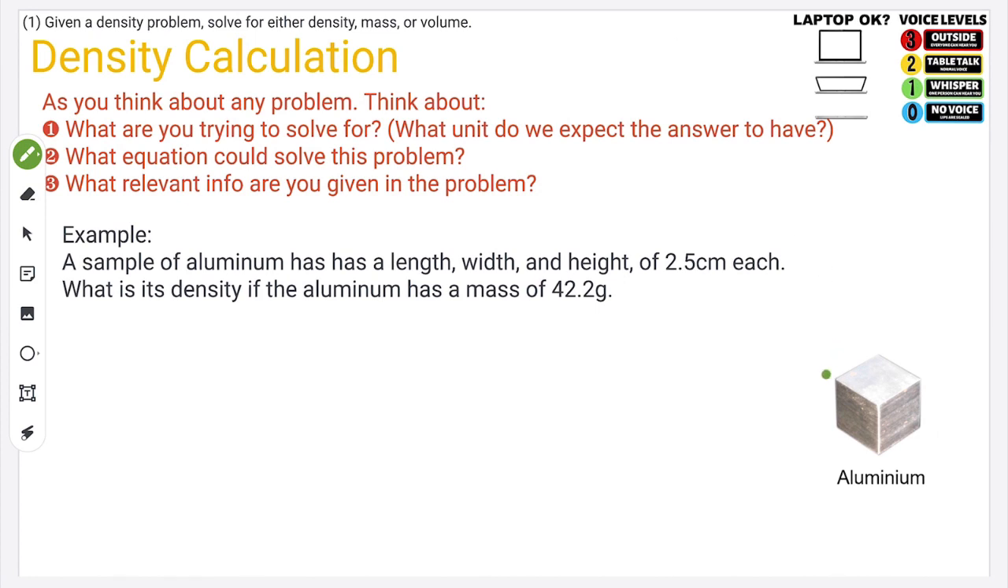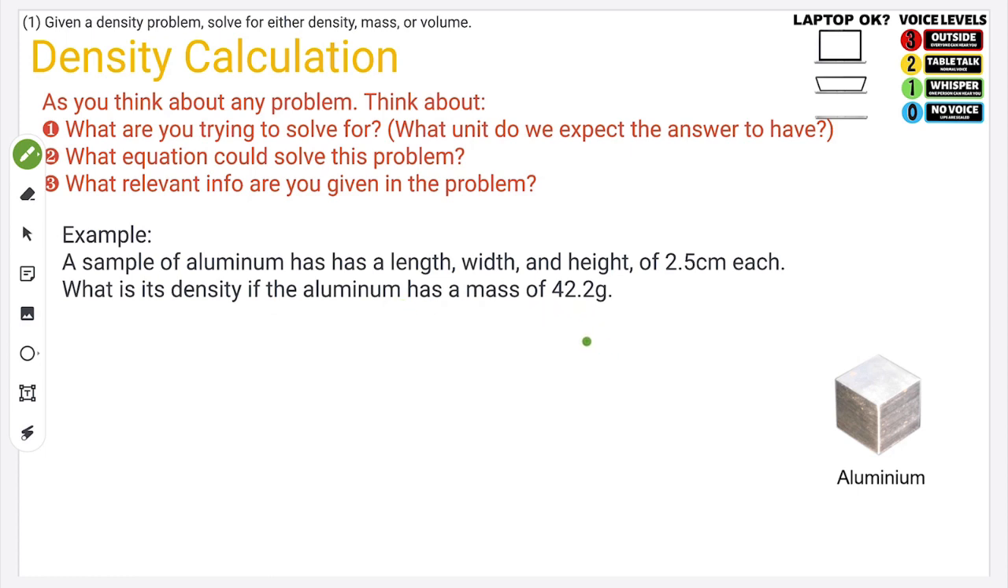Okay, here's an example of an actual density calculation. I'm not going to read it right now. Example: a sample of aluminum has a length, width, and height of 2.5 centimeters each. What is its density if the aluminum has a mass of 42.2 grams?